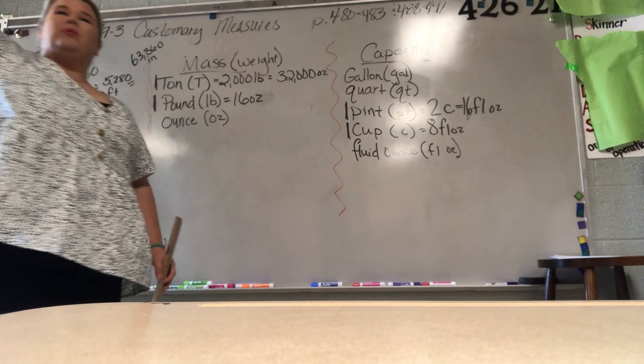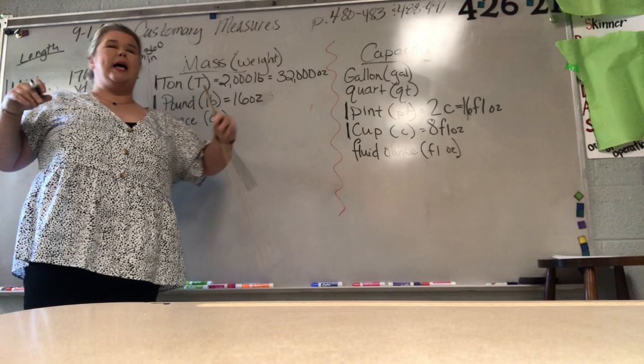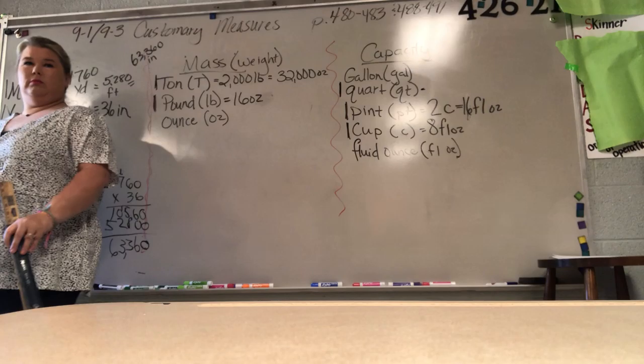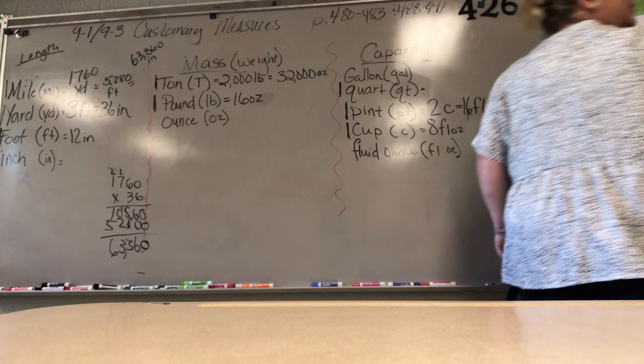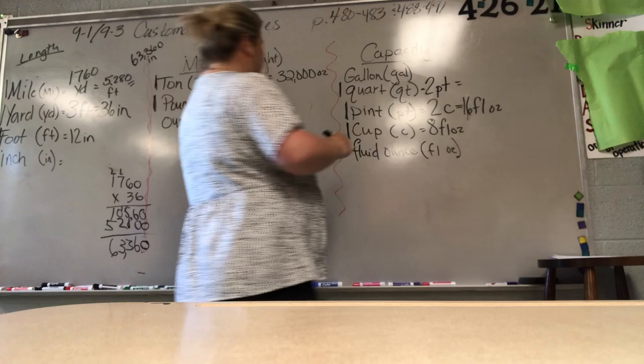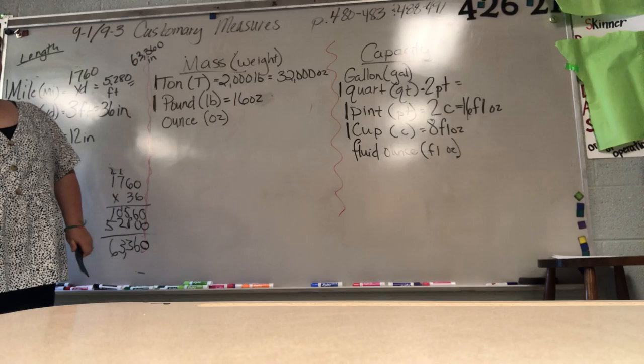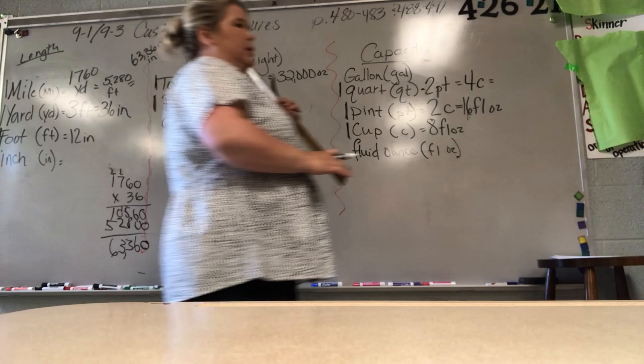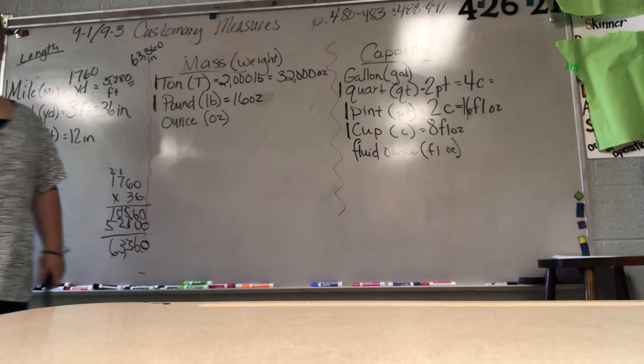All right, here we go. Now let's talk about quarts. 1 pint, 2 cups, 16 ounces. So what would be 1 quart? How many pints would be in 1 quart? Two. 2 pints are in a quart. So how many cups would be in a quart? Four. And how many fluid ounces? 32. Because inside of each one of those cups, there's an 8.